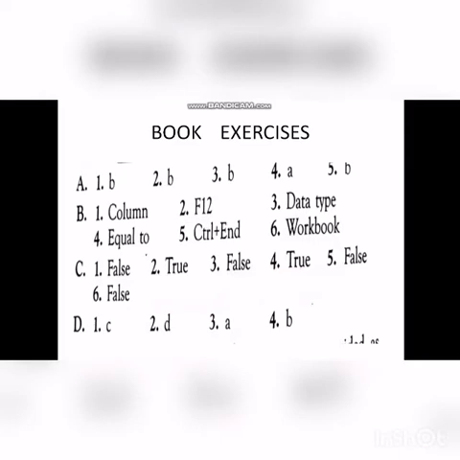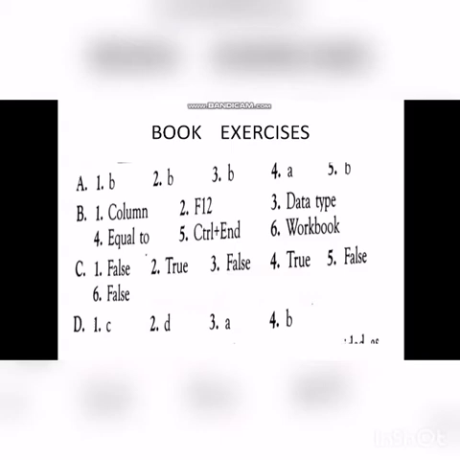Second one, press dash keys to open a file in Excel. For that, answer Control plus O. Control plus O means open option. Next, intersection of a row and a column is called cell. That is B option. Fourth one, dash cell is a cell with a dark boundary around it. For that, answer active cell. Fifth one, title bar contains dash buttons. 3 buttons.